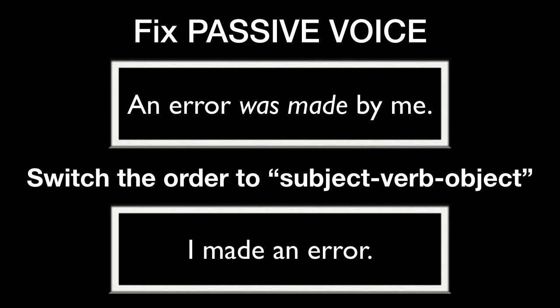Once you've figured out the passive voice is there, fixing it's pretty easy. You just have to change the order around. You figure out who did the action. It was done by me, so that's the subject. Keep the same verb, made, and the object comes at the beginning of the passive voice, now it comes at the end. From an error was made by me to I made an error.